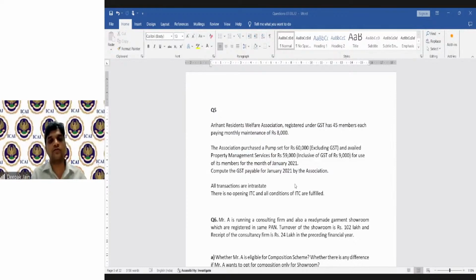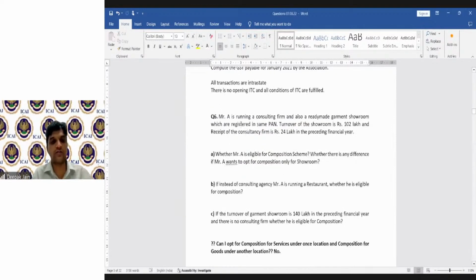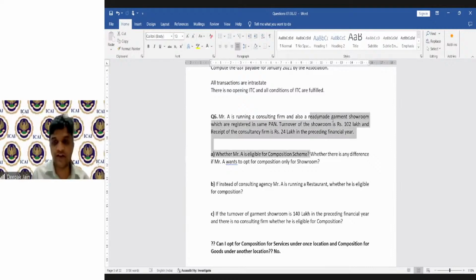Okay, so good. We'll go to the next question. Question number 6. Mr. A is running a consulting firm and also a ready-made garment showroom, which are registered under the same PAN. Turnover for the showroom is 102 lakhs and receipts of the consultancy firm are 24 lakhs in the preceding financial year. Whether Mr. A is eligible for composition scheme.